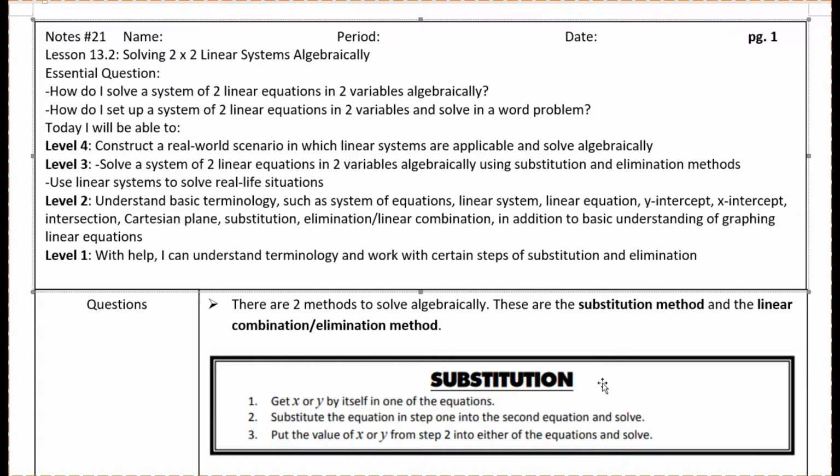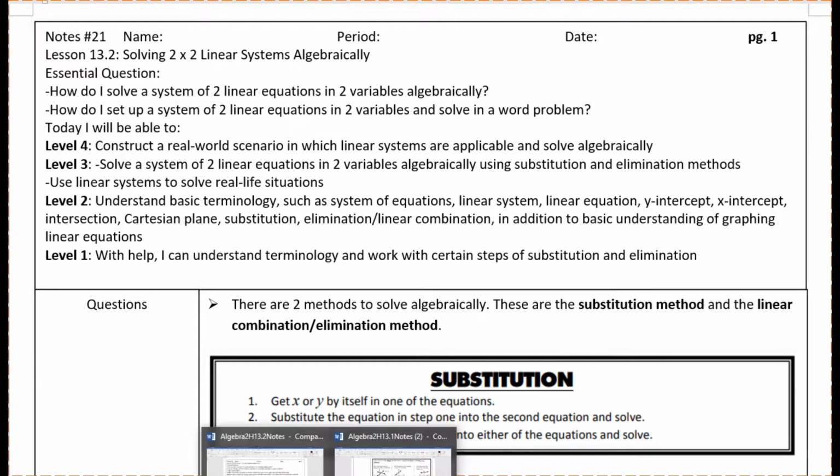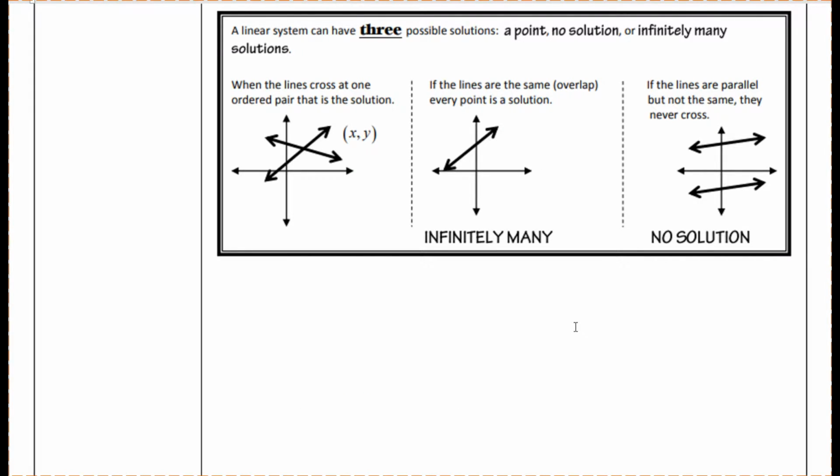So in the last video, we looked at solving 2x2 systems graphically. This is the visual method, and we found that a linear system can have three possible solutions. We can have one solution, no solution, or infinitely many solutions. When we graph the two lines, if they cross, then that indicates they have a solution to the system. If the lines are the same and they overlap or stack, then there are infinitely many solutions. And if the lines are parallel, which means they have the same slope, then they never cross, and therefore there's no solution.